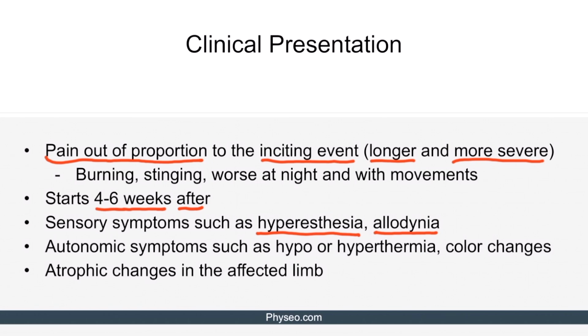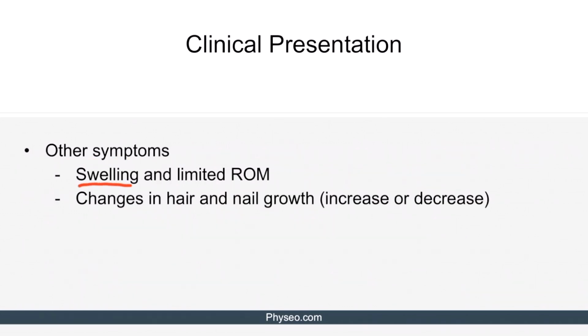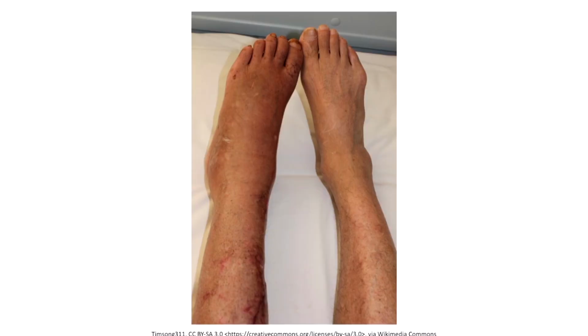Autonomic changes, such as hypo or hyperthermia, as well as color changes, or even atrophy of affected limbs, can all be presenting symptoms of this syndrome. Other symptoms include swelling, limited range of motion, as well as changes in hair and nail growth. This is an image of a 60-year-old male patient with complex regional pain syndrome after a left tibial fracture. Now, this is the affected leg. Notice the swelling and hyperpigmentation that is present here in comparison to the normal leg on the right.